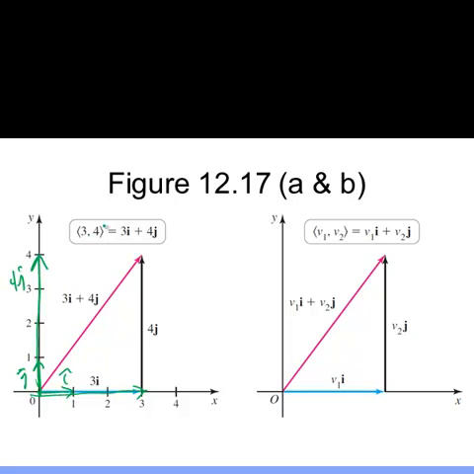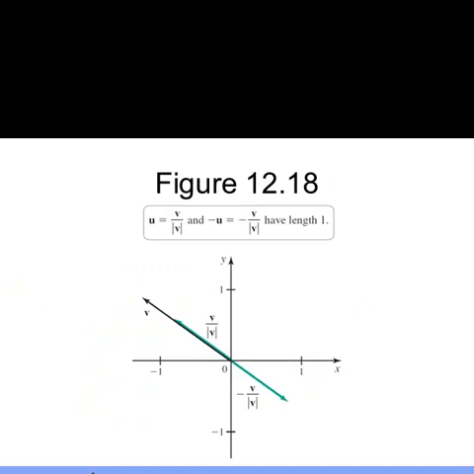which is exactly the same thing as component 3, 4. And in general, if you have vector v1, v2, you could write that as v1 i hat plus v2 j hat. Just two different ways of expressing the same vector: in component form or using coordinate unit vectors.